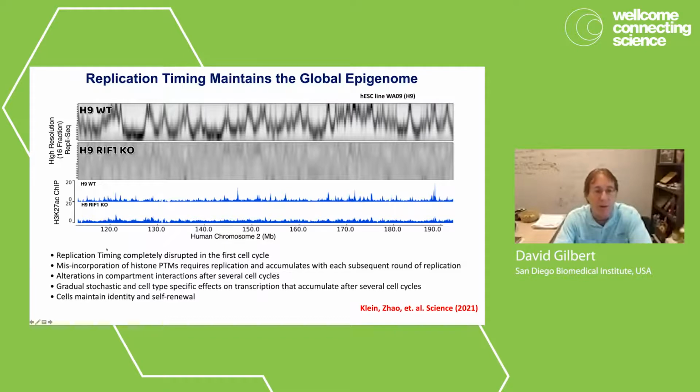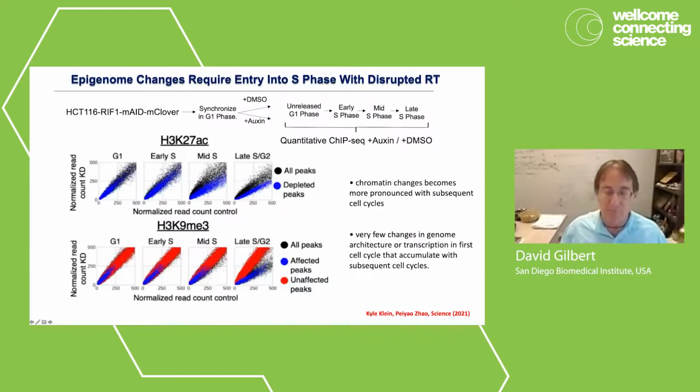Here's a quick summary. So replication timing is disrupted in the first cell cycle. We then get misincorporation of histone marks, and those get worse and worse with each subsequent cell cycle. And then we see alterations in compartments, that is chromatin architecture, and gradual, stochastic, and cell type specific effects on transcription, we looked in different cell lines, that accumulate after several cell cycles. And as I'm going to come back to, cells actually maintain their identity and self-renewal.